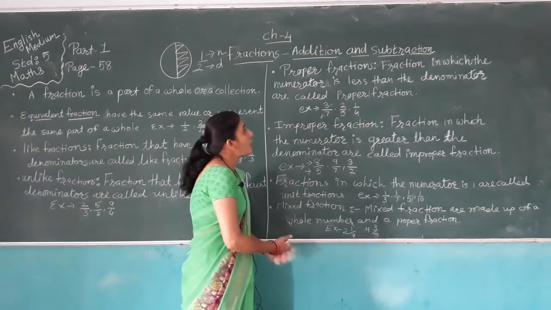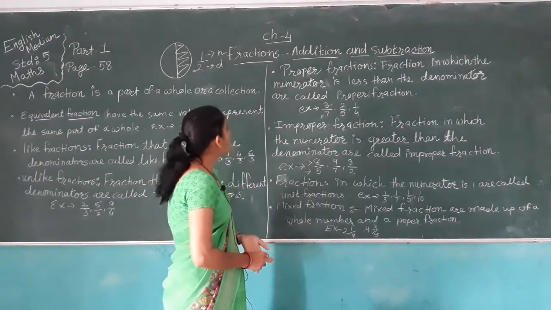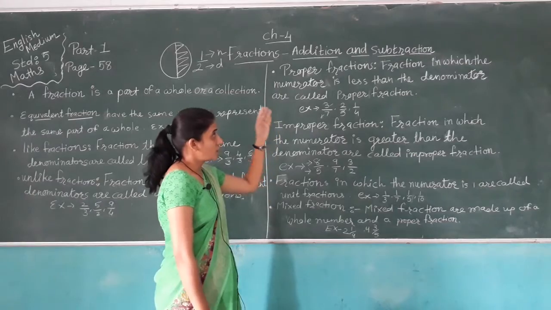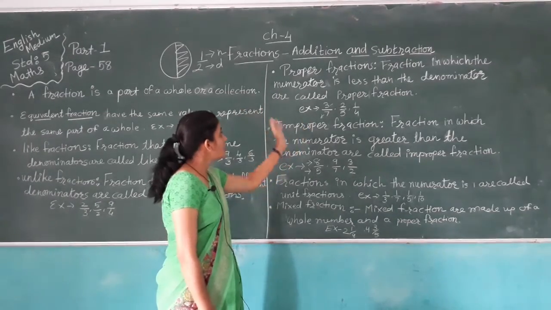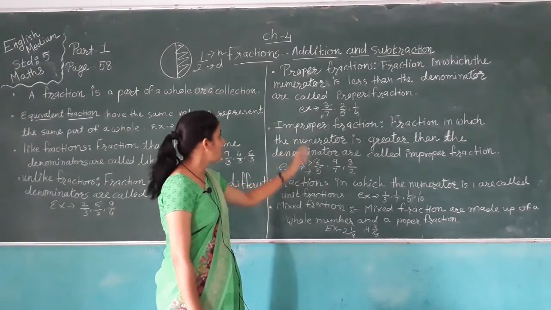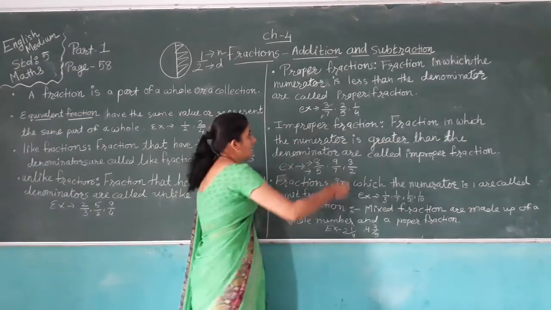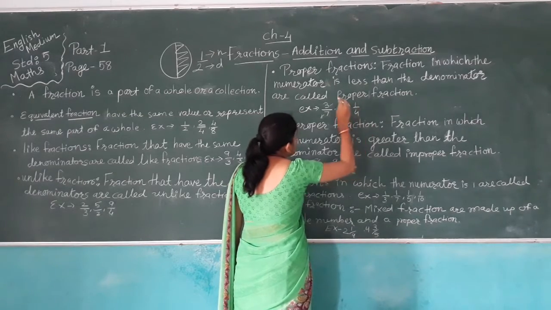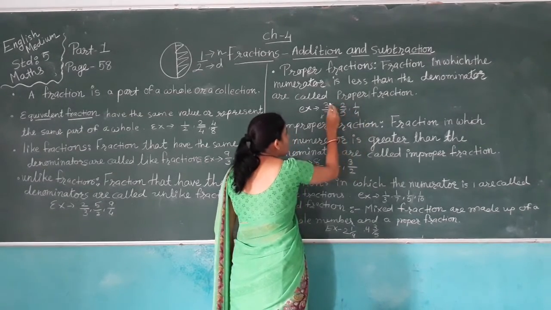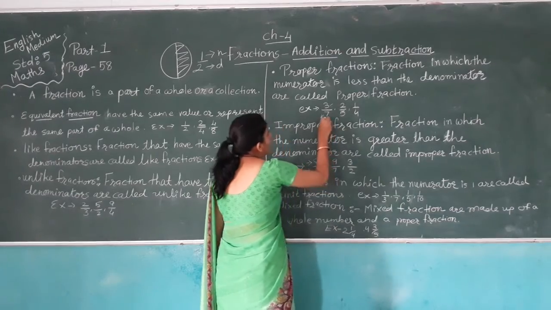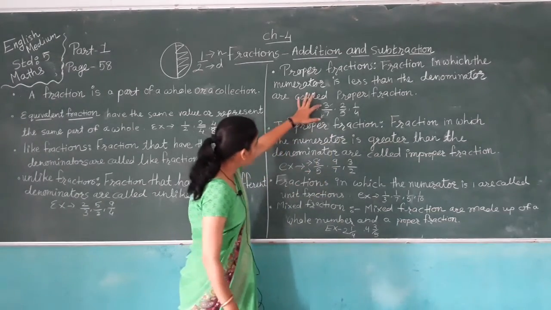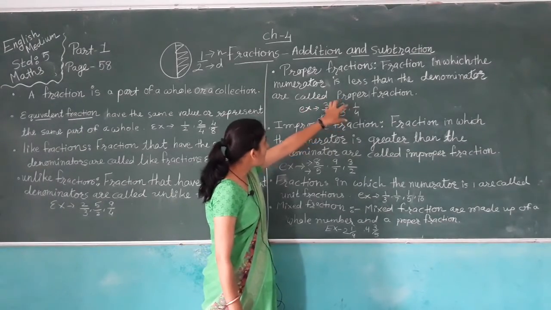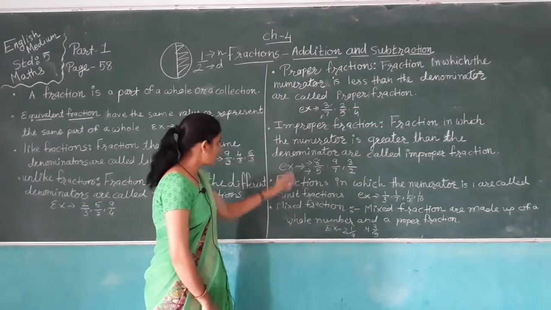Now next one, proper fraction. Fractions in which the numerator is less than the denominator are called proper fractions. Here examples: 3 out of 7, 2 out of 5, 1 out of 5. In these, the numerator is less than the denominator. The numerator is smaller and the denominator is bigger. These types of fractions are called proper fractions.